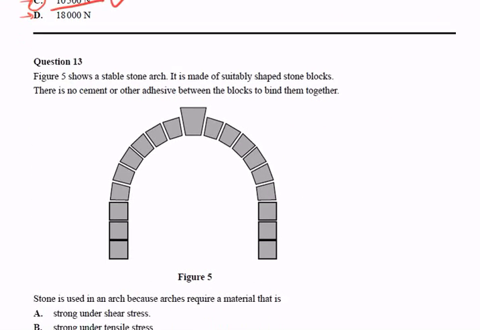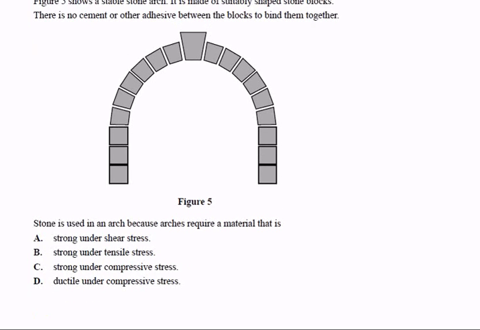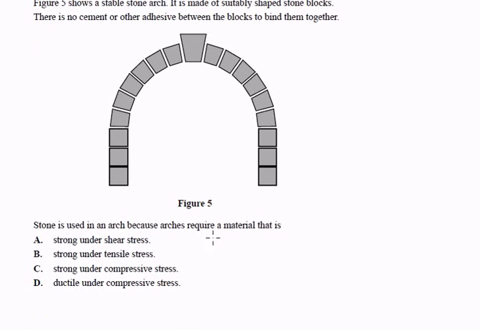Alright, I see an arch, I see straight away I'm looking for something with compression. It's made of stone blocks, there's no cement to hold them together. Stone is used in arch because an arch requires a material that is strong under shear stress, strong under tensile stress, strong under compressive stress.